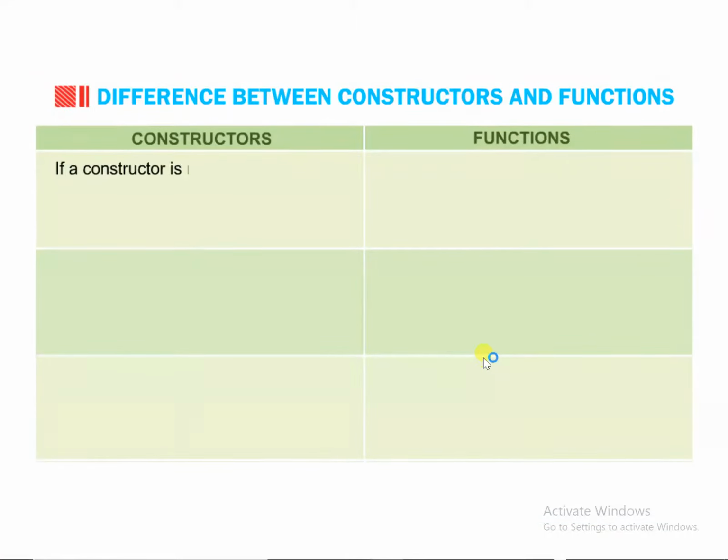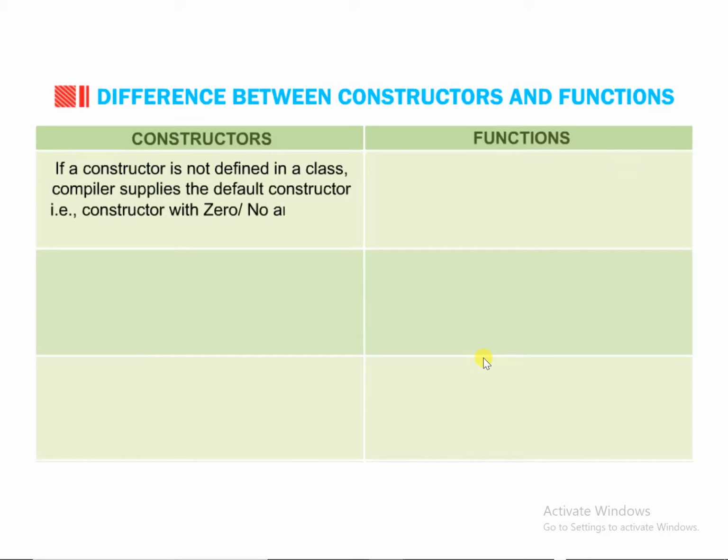If a constructor is not defined in a class, compiler supplies the default constructor, that is constructor with 0 or no arguments, an empty body. This is not the case with functions.